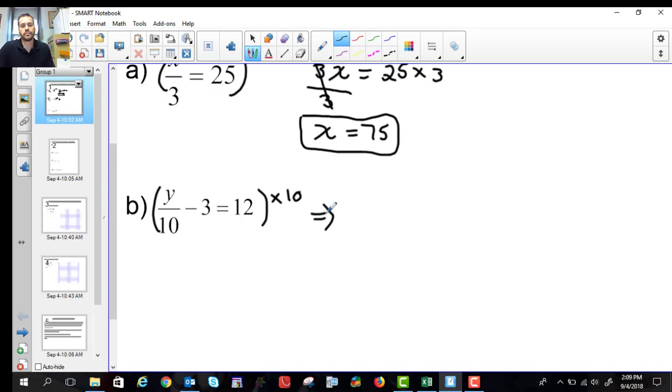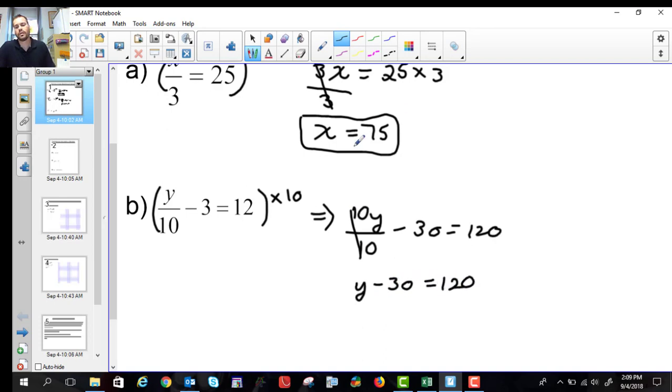Y over 10 times 10. You can write this out as 10y over 10 if you wish to. You don't have to. You can just write it as y. 3 times 10 is 30, and 12 times 10 is 120. So then the 10s cancel, and I get y minus 30 is equal to 120. And then I simply go and add 30. So I'm going to add 30 to each side to try to get y by itself.